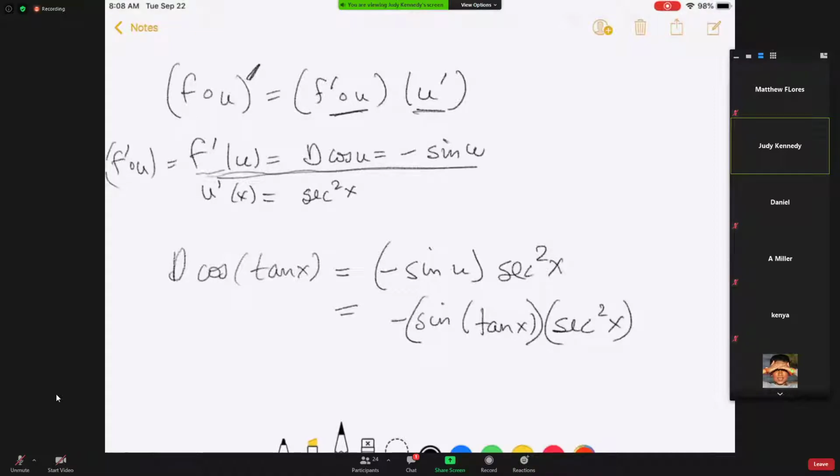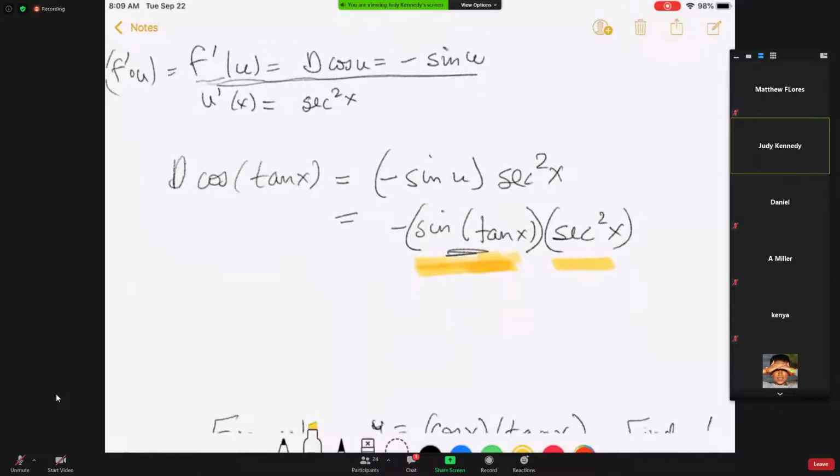And again, this is a composition, but if I look at this whole yellow thing and this whole yellow thing, then that's a product. You have a product of the sine of the tangent with the secant squared, but inside the first part, the sine of the tangent, that's a composition. Okay, so that's how you do the first one.